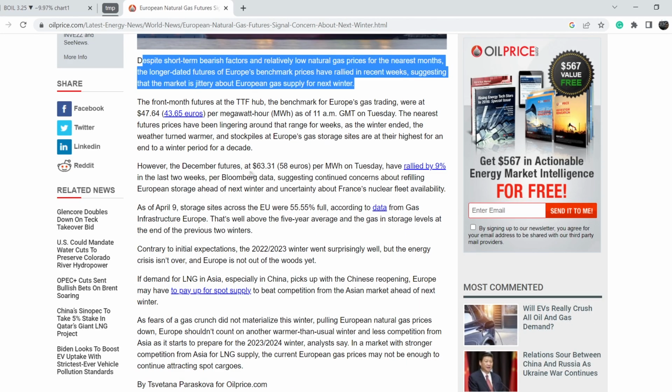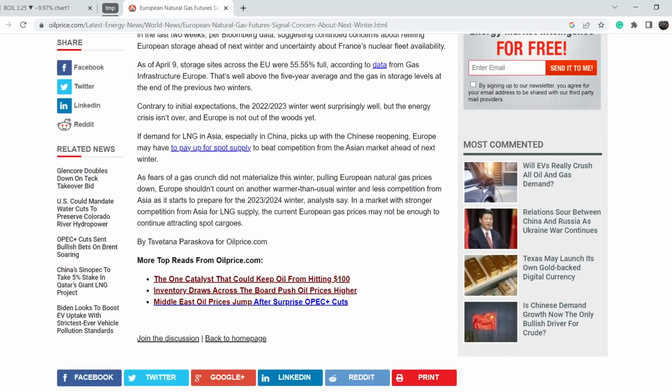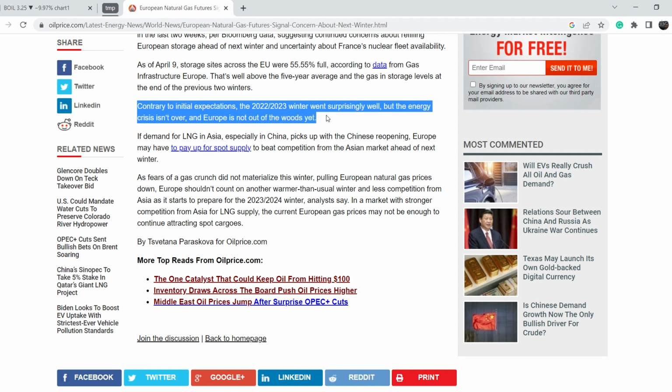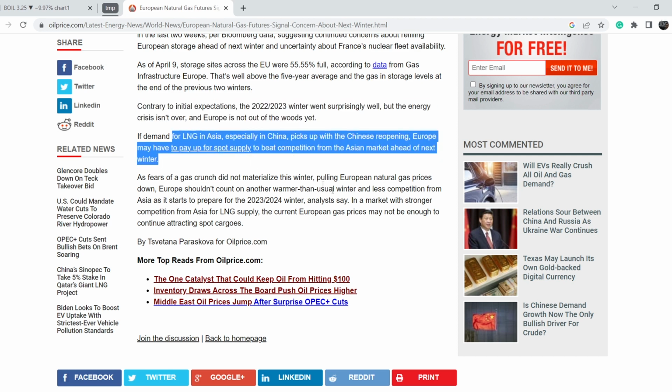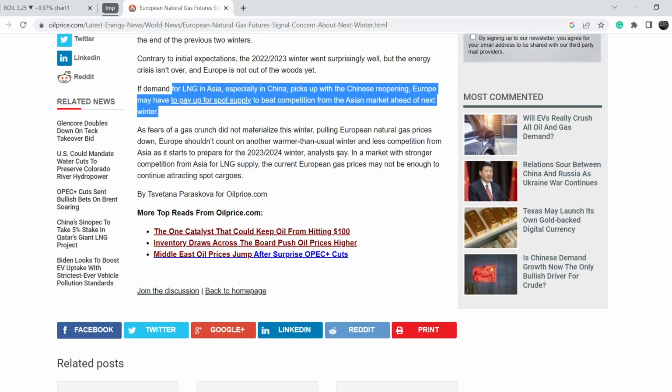And in the next several paragraphs you can read the changes in the gas prices on different hubs, but I want to pay attention to these several paragraphs. Contrary to initial expectations, the 2022-2023 winter went surprisingly well, but the energy crisis isn't over, and Europe is not out of the woods yet. If demand for LNG in Asia, especially in China, picks up with the Chinese reopening, Europe may have to pay up for spot supply to beat competition from the Asian market ahead of next winter.